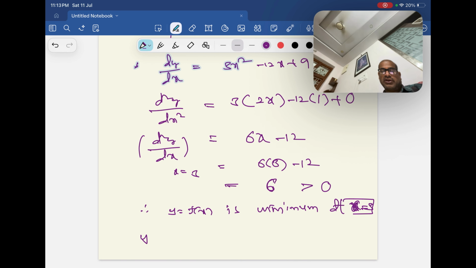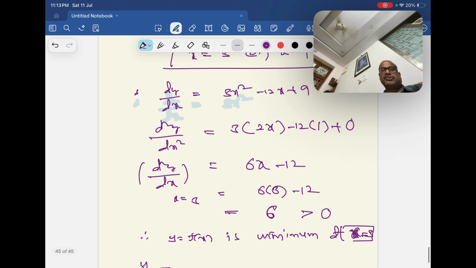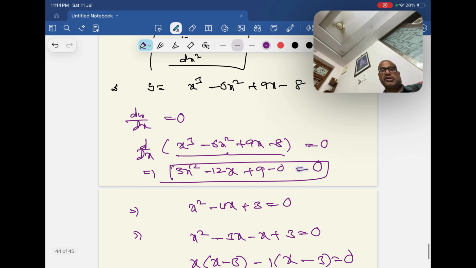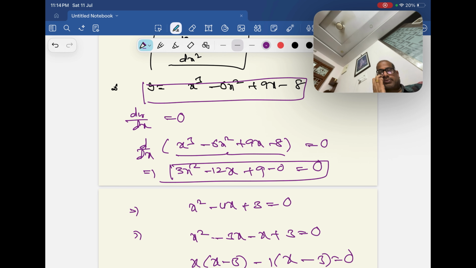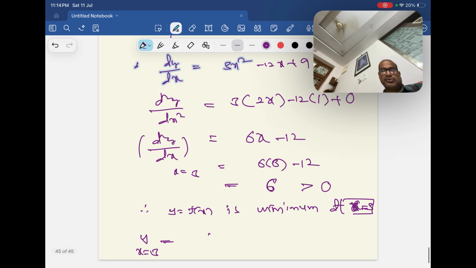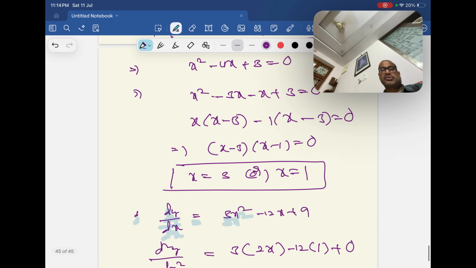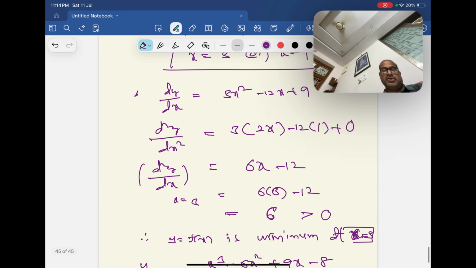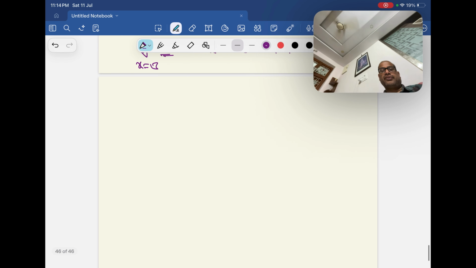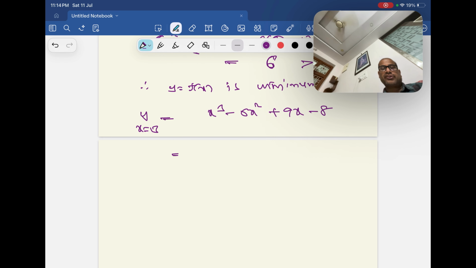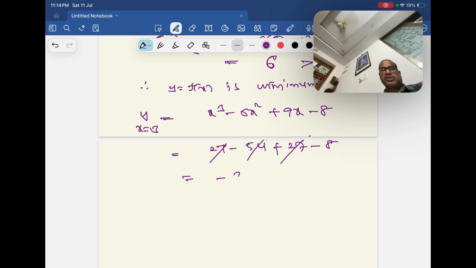Okay, how much is that minimum value? Substitute the value of x equal to 3 in the function. The function is y equal to x cube minus 6x square plus 9x minus 8. So if we substitute the value of x over here, we get the minimum value. x equal to 3 means 27 minus 6 into 9, 54, plus 9 into 3 is 27, minus 8. 27 plus 27, 54 minus 54 gets cancelled. You got how much? Minus 8.